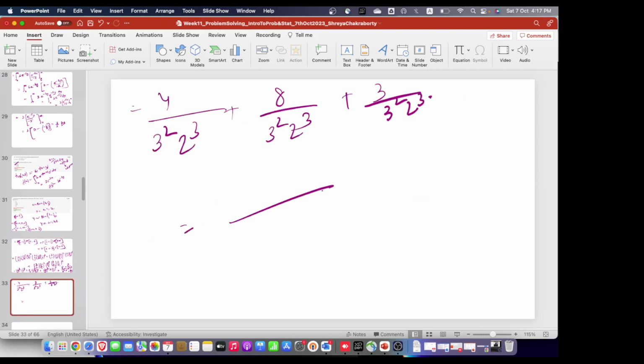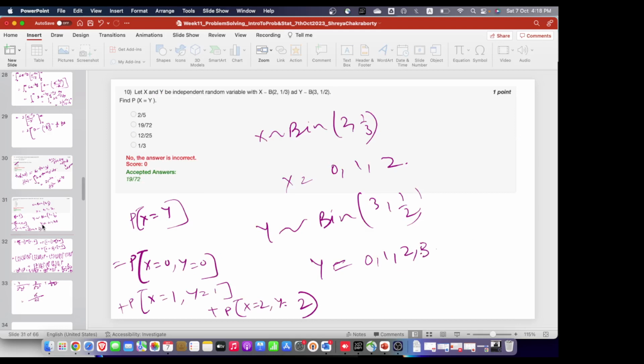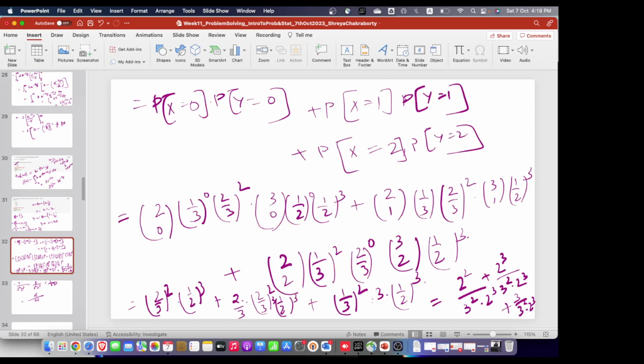So this is by 72, 15 by 72 is the answer. Oh no, they are saying 19 by 72. It must be some calculation mistake. 2c0 is 1.